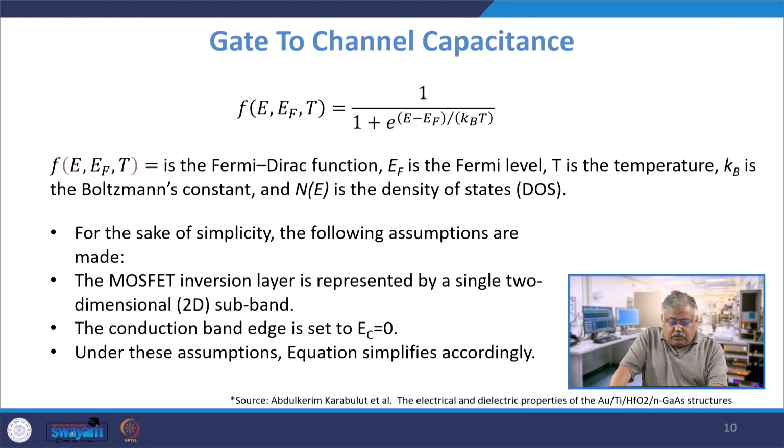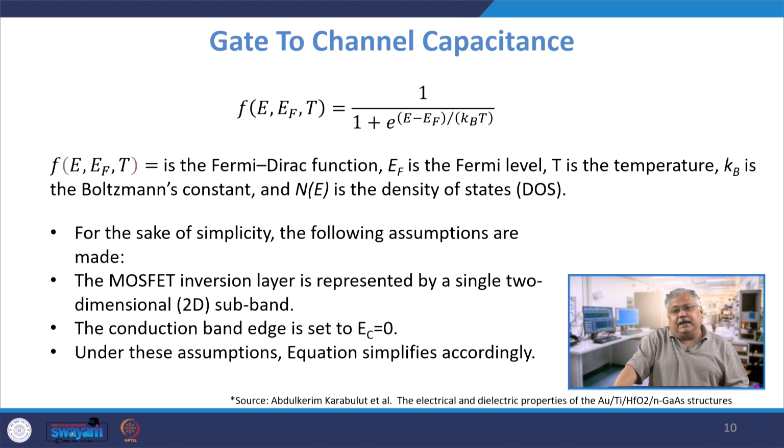As I told you, this f of E is a Fermi-Dirac function, EF is the Fermi level, T is the absolute temperature and Kb is the Boltzmann constant, and NE is obviously the density of states, right. We are assuming that the MOSFET inversion layer is basically a 2D structure, and the thickness is assumed to be very, very low. So, I take this length from source to drain, and the depth, the W value, inside the MOS device.